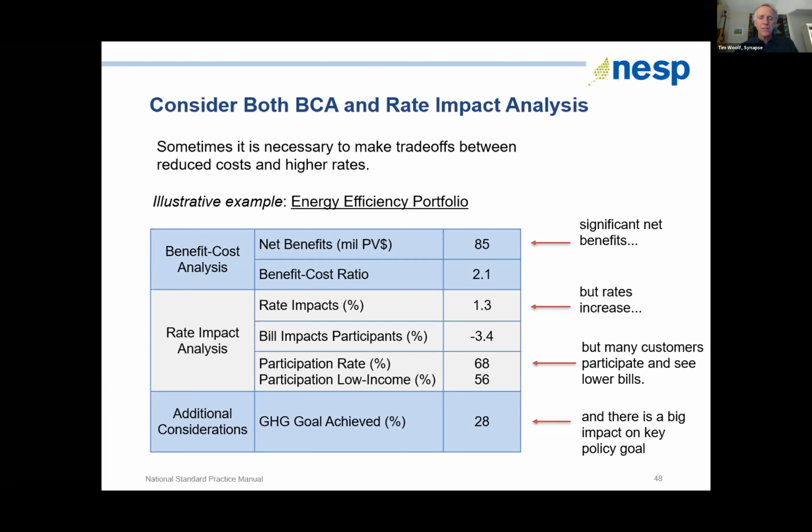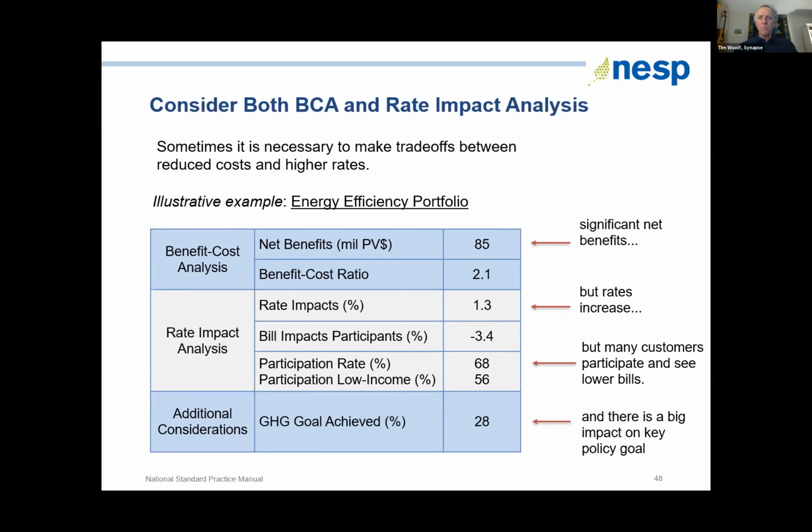For example, in this case, you've got significant net benefits from your energy efficiency portfolio. Benefit cost ratio of 2.1. That's pretty strong. Looks good so far. But then you've got these rate impacts. And the long-term rate impacts on average are about 1.3%.